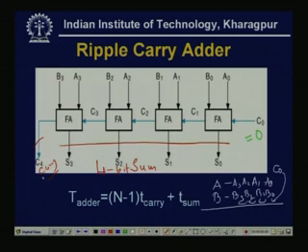Then what is the propagation delay? This is my propagation delay of the 4 bit, or say general n bit ripple carry adder. See here, if it is an n bit ripple carry adder, say for this case n equal to 4, actually carry is rippled thrice: C1, C2, C3. So the delay needed in this case is 3, that means for an n bit adder it should be n minus 1. So n minus 1 into t carry, if the propagation delay for the carry bit is t carry, then the total is n minus 1 into t carry, and this is the propagation delay for the sum.